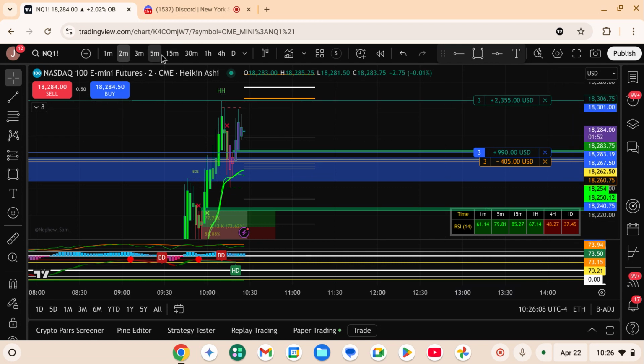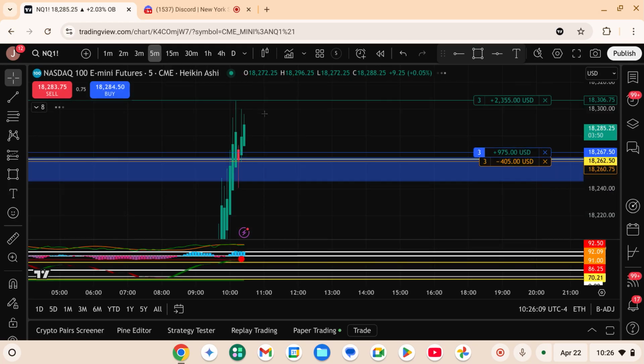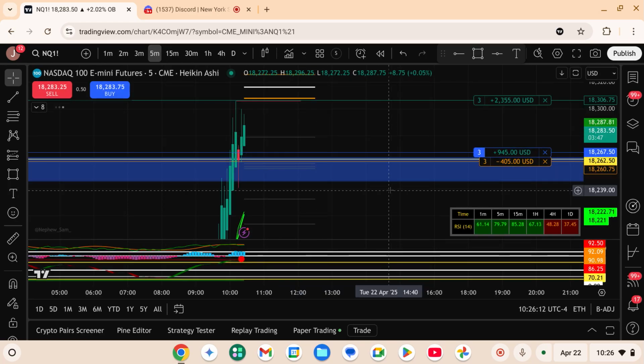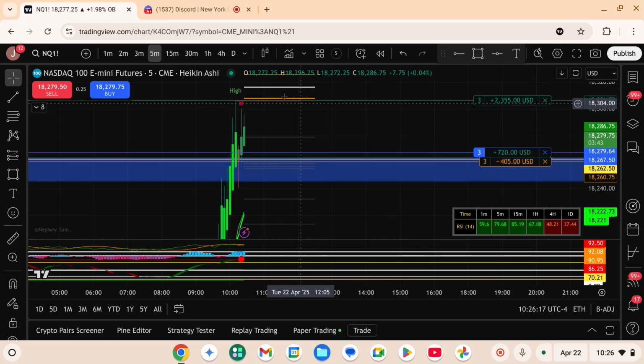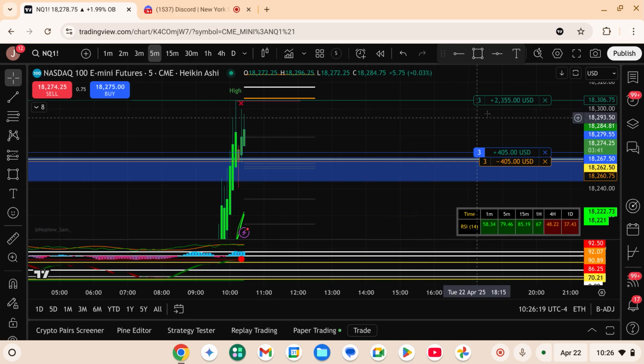So this next 5 minute candle should push us into take profit right here, RTP.